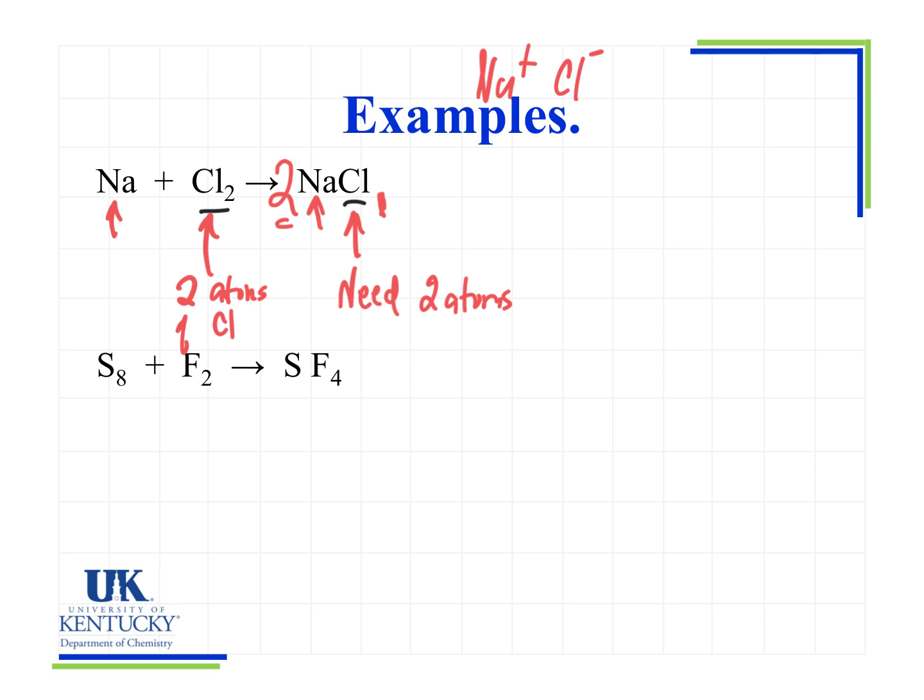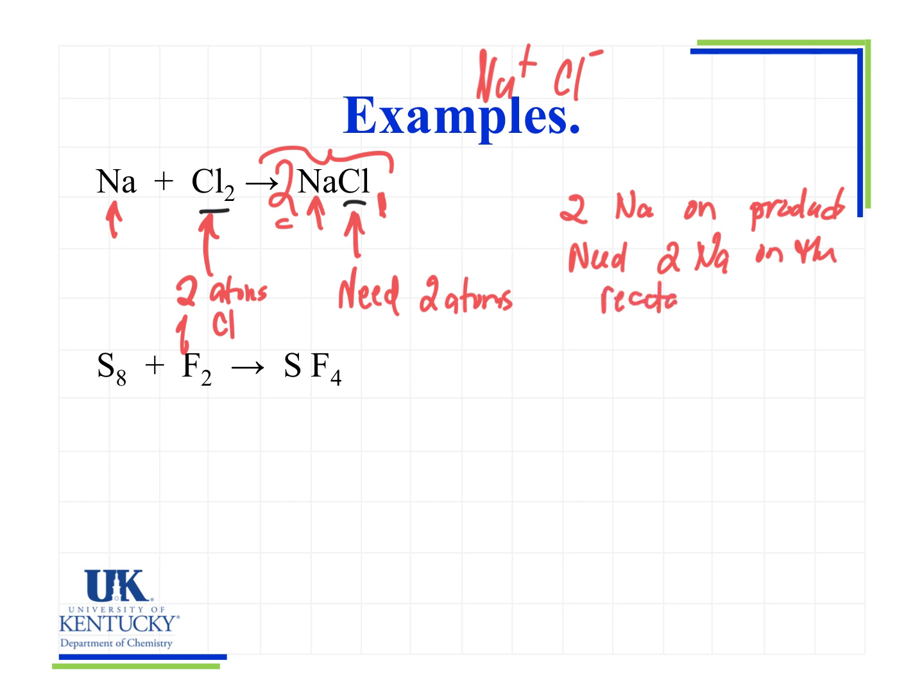But what did that mess up? Well, that messed up my sodiums, which I thought were already balanced. So now, how many sodium atoms have I got on this side? I have 2 Nas on the product side. So I must need 2 sodiums on the reactant side. So how do I do that? I'm only allowed to use coefficients, so I put a 2 right there.